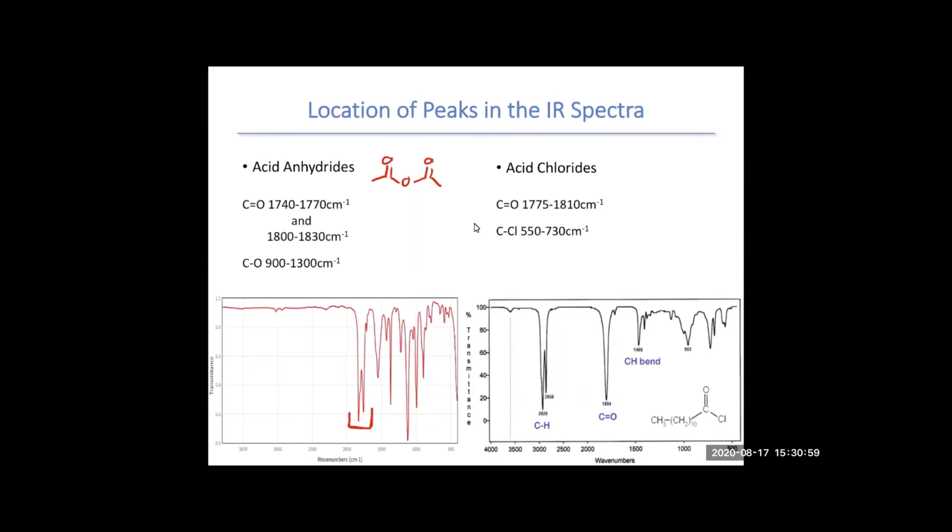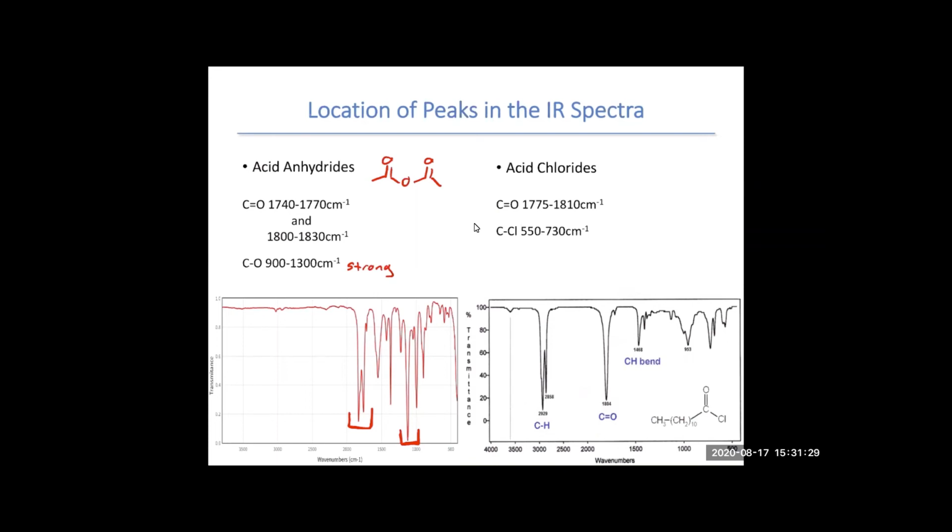We also have a CO single bond. That shows up anywhere between 900 and 1300. It is still going to be a strong peak, so you can see that right here. But it's these two higher wave number peaks that distinguish the anhydride from any other functional group.